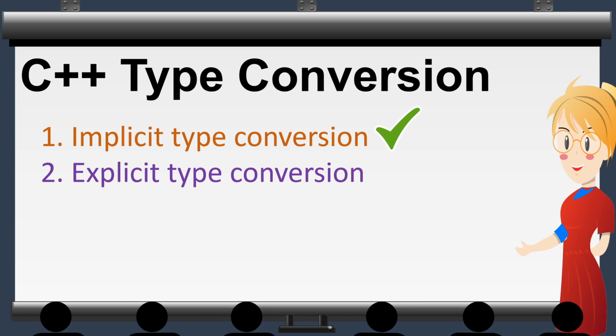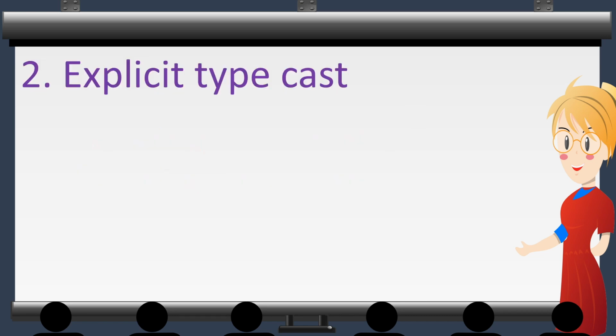Now we have completely seen what is implicit type conversion. Let's go forward with explicit typecast.